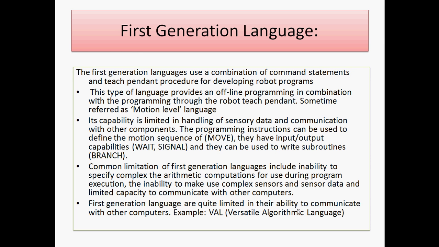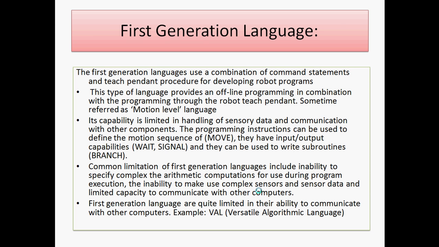Here there is a complexity in computing arithmetic calculations, and complex sensitivity is not captured here. It is limited, so communication is less in this generation. These are the limitations we come across about the first generation. The example is variable assembly language, or you can say versatile algorithm language, which is considered a first generation language.